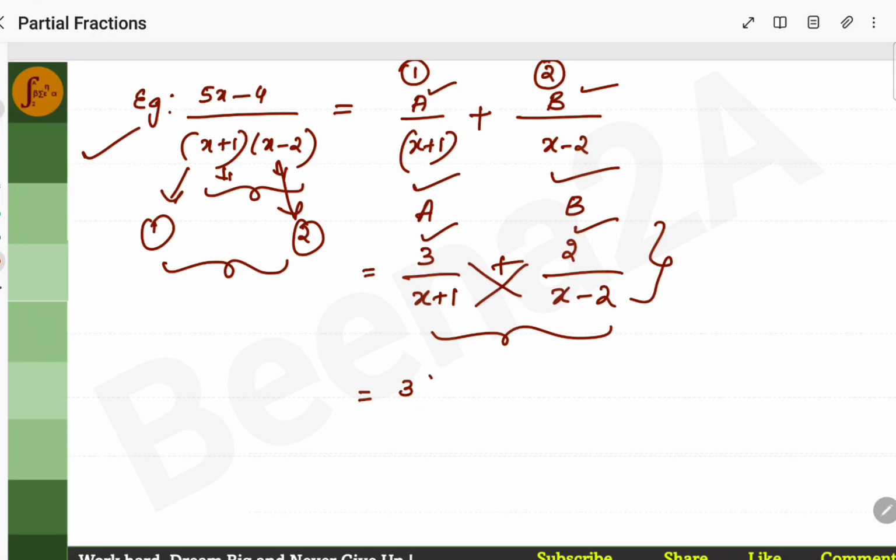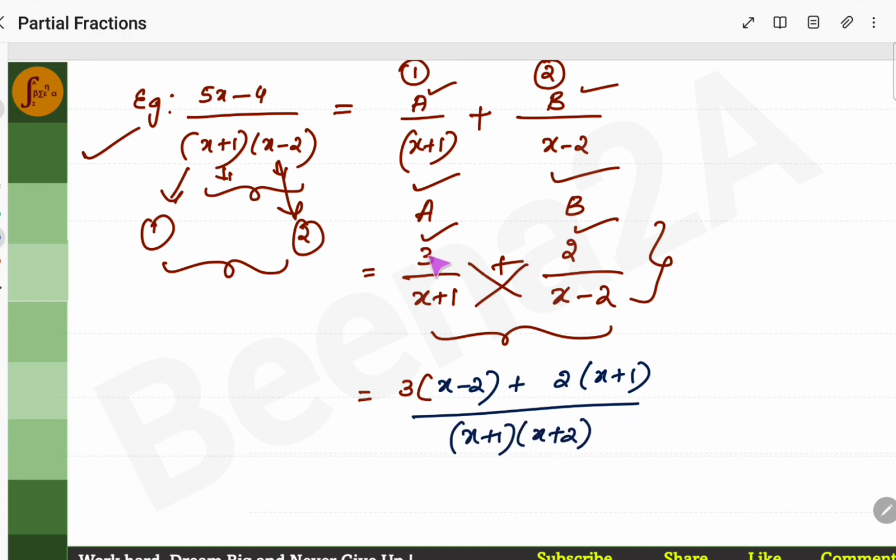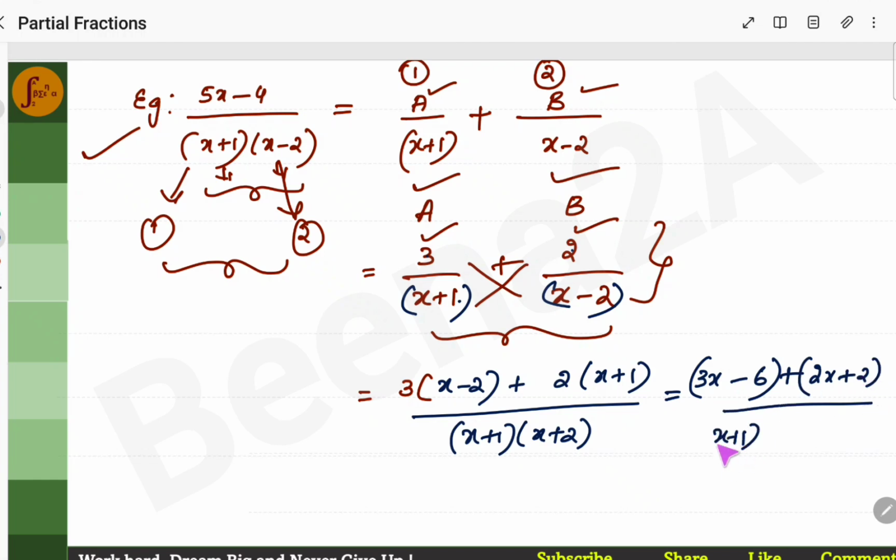Actually, if I cross multiply this, I'll get 3 into x minus 2 plus 2 into x plus 1, and I put both the denominators. I'm cross multiplying: multiplying 3 with this expression and 2 with this expression. So I'll get 3 into x is 3x, and 3 into 2 is minus 6, plus, now I'll multiply, 2 into x is 2x, 2 into 1 is 2, divided by x plus 1 into x minus 2.